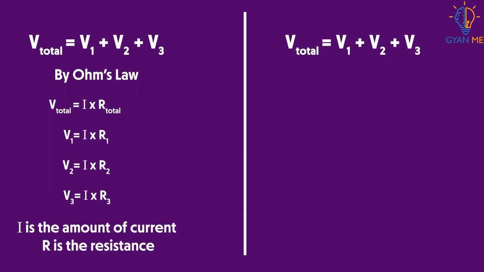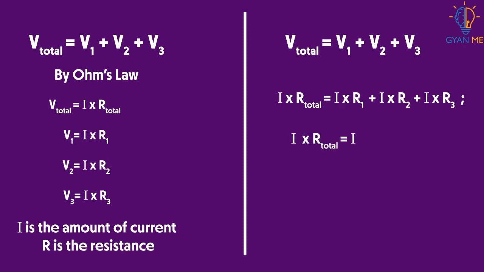Replacing V in the equation, we get I multiplied by R total is equal to I multiplied by R1 plus I multiplied by R2 plus I multiplied by R3. Taking I common on the right side, we get I multiplied by R total is equal to I bracket R1 plus R2 plus R3 bracket close. Since the current flowing through the circuit I is constant, we get R total is equal to R1 plus R2 plus R3.